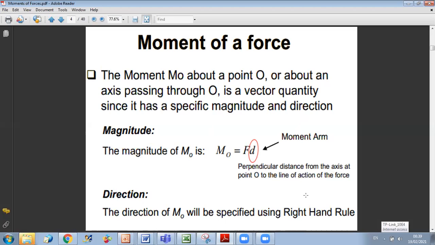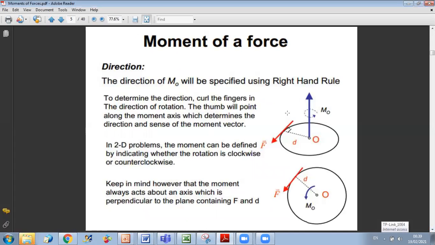And I will introduce now to you what the right-hand rule is and how to use it. Look at your figure here, okay? I have a force F that is trying to produce rotation about a point O. So first, to determine the moment, I draw the perpendicular from O towards the force, the perpendicular distance. This is called the moment arm. And I say that the magnitude of my moment is given by the magnitude of F times D.